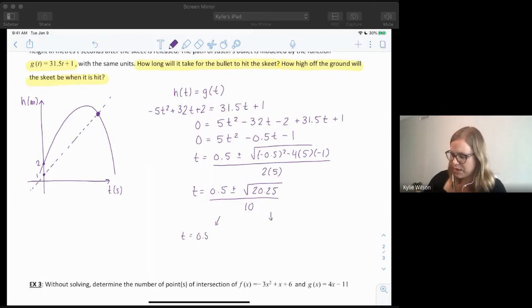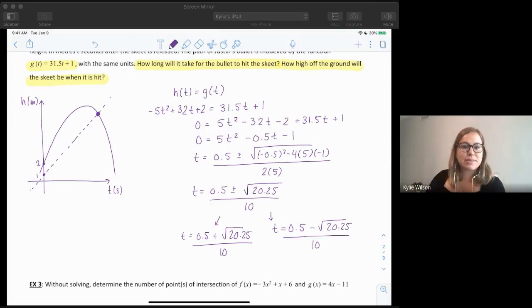t equals 0.5 plus root 20.25 all over 10. And t is also equal to 0.5 minus root 20.25 all over 10. And because I have decimals in my question with that 31.5, it's okay to have decimals in my answer. So now I'm just going to use my calculator to solve for those. So we will have t is 0.5 as our first one, and our second one will be -0.4.